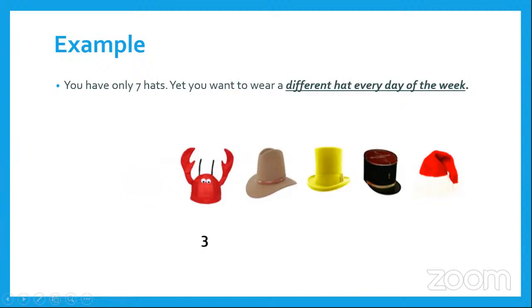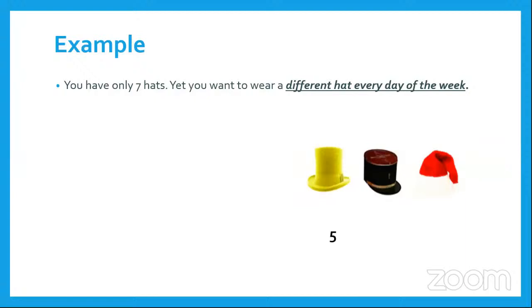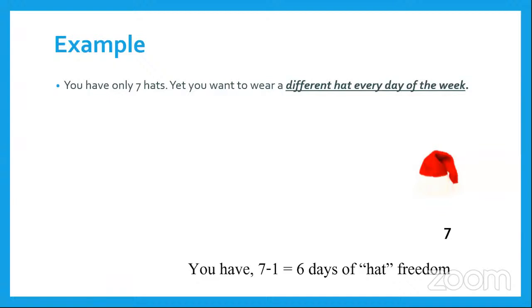On Wednesday also, we have a choice of 5 different hats. On Thursday also, we have a choice. And on Friday also, we have a choice. And on Saturday also, the 6th day of the week, we have a choice of 2. As soon as we select the hat for the 6th day, we are left with no choice on the 7th day. So actually, we have 7 minus 1, that is 6 days of hat freedom. So degree of freedom is 7 minus 1.